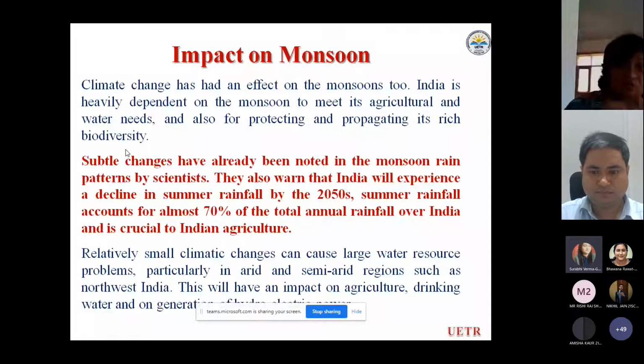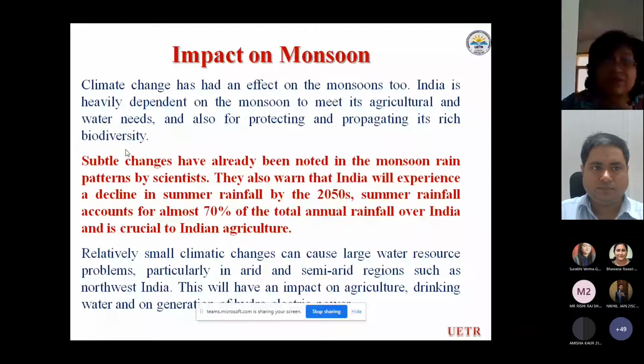India is heavily dependent on the monsoon to meet its agricultural and water needs. But in the present scenario, we are facing agricultural activity disturbances and lack of groundwater. You already know that Chennai was the first city that lost all its groundwater. Why? Because it is receiving less rainfall. We are withdrawing more water from the ground, but we are not recharging it. We are not giving the water back to the earth. So that was the main cause of the climate change.